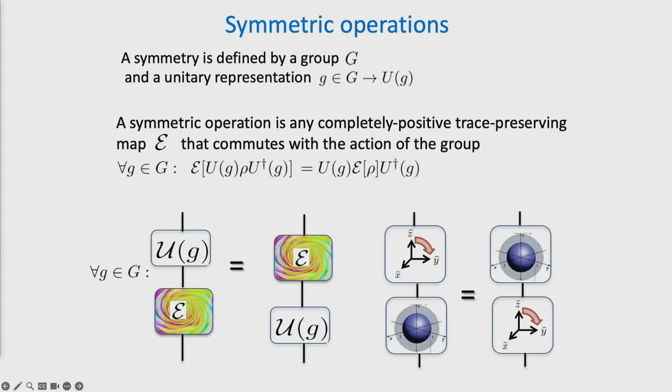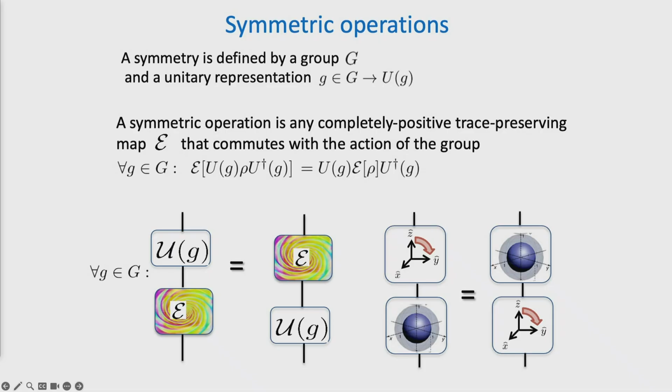Here's an example. If I have a spin 1/2 system, a little spin that can point in any direction, so it's described by the Bloch sphere, and I consider the channel that depolarizes the Bloch sphere symmetrically. It takes states on the surface of the Bloch sphere and pulls them towards the origin by some amount. Well, if I do that operation and then rotate, or if I rotate and then do that operation, I get the same thing. So the depolarizing channel is rotationally symmetric because it commutes with all the rotations.